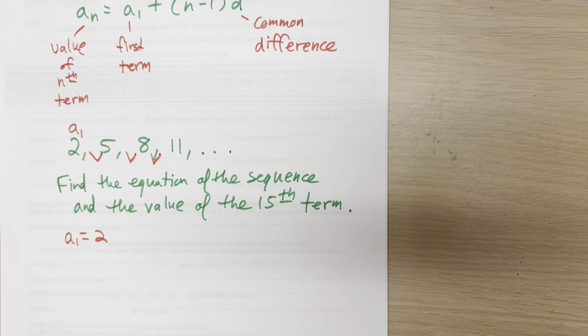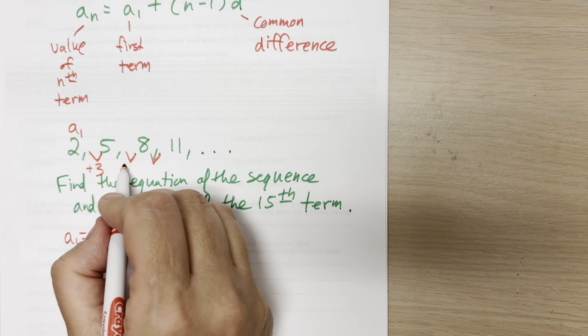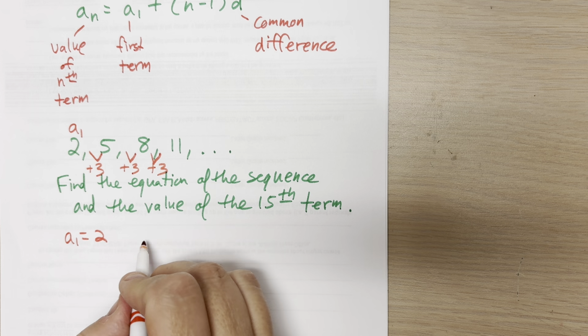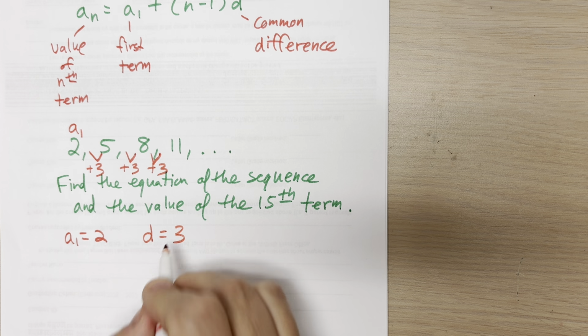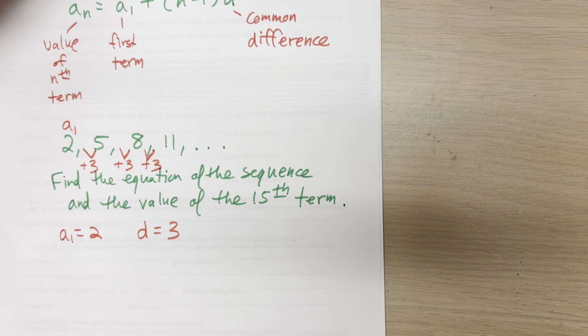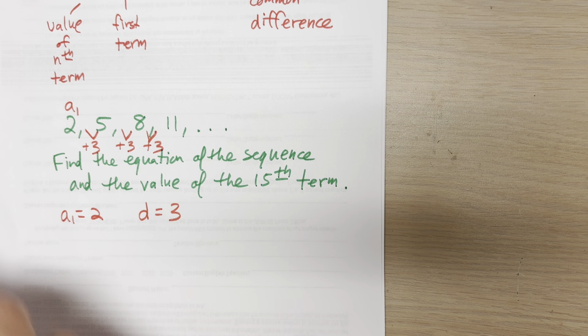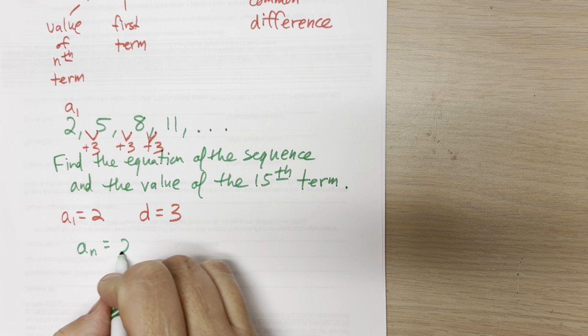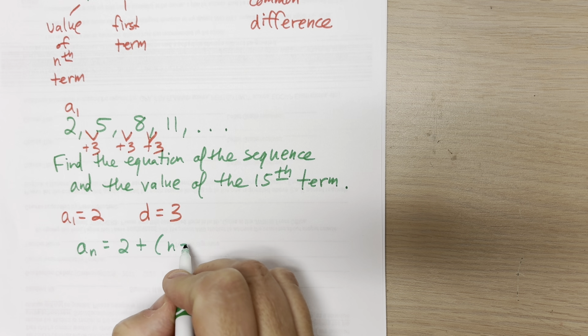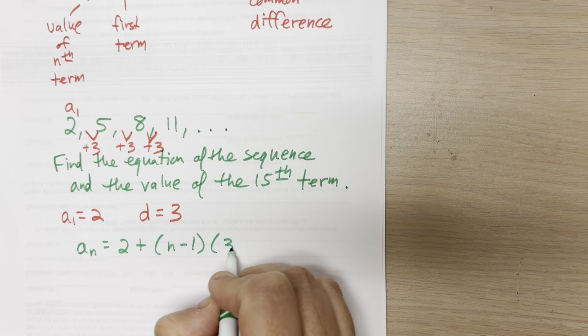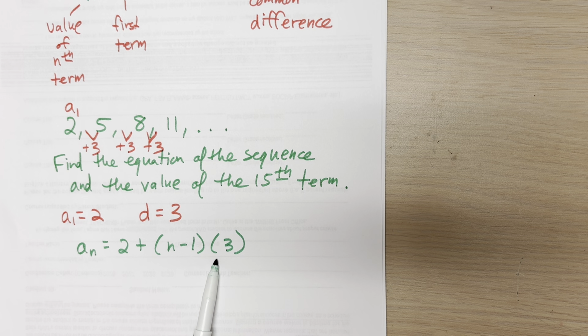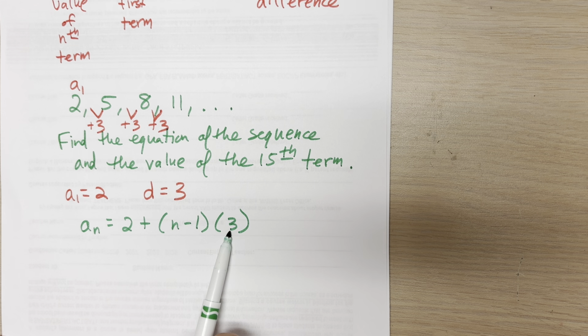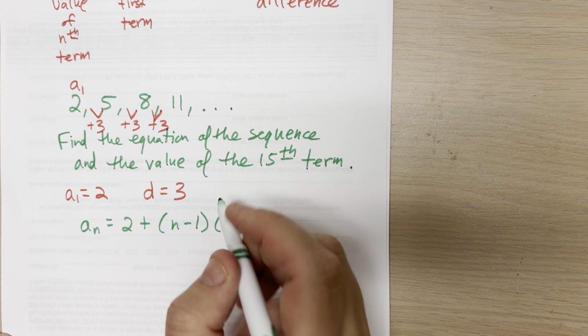What are we adding by each time? Well, this looks like plus 3, plus 3, plus 3. So that means our d value is positive 3. Okay, let's go ahead and write out an equation. So a sub n is equal to the first term, 2, plus the quantity n minus 1 times the difference, 3. Notice I'm putting this in parentheses because this is multiplying. I don't want you to get confused with that.